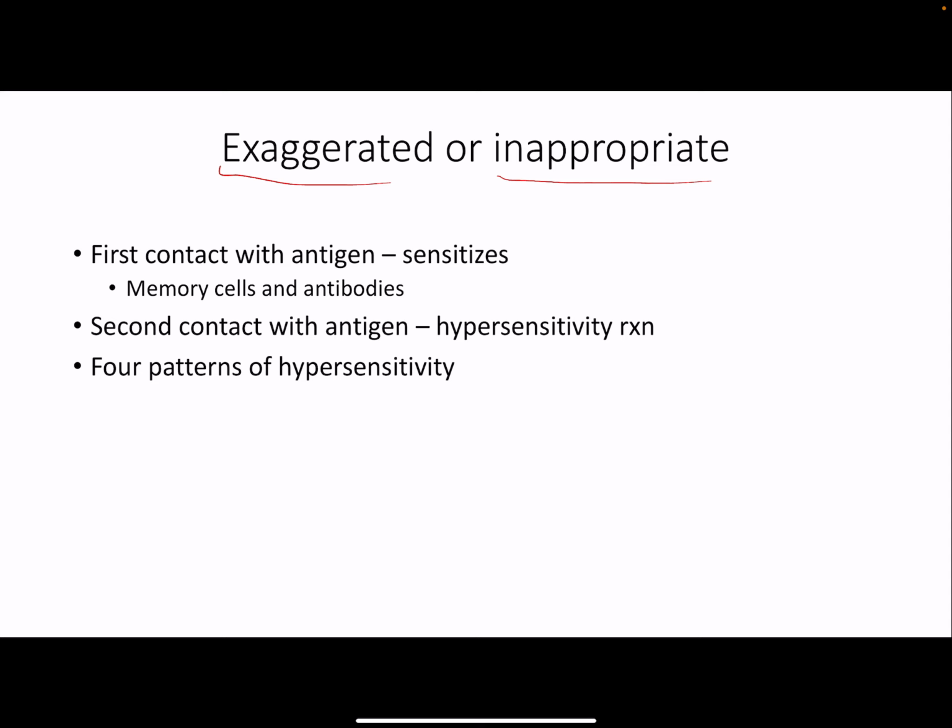So you won't ever have, let's say that you're allergic to sulfa. The first time you ever have sulfa, there's no response to sulfa. That's your first contact with the antigen. That sensitizes you to an allergic response with sulfa. You form memory cells, you form antibodies. So now if you have sulfa a second time, that's when you're going to have a reaction. So if you ever had a reaction to sulfa, it wasn't your first time. It was the second or more times that caused the reaction to happen.